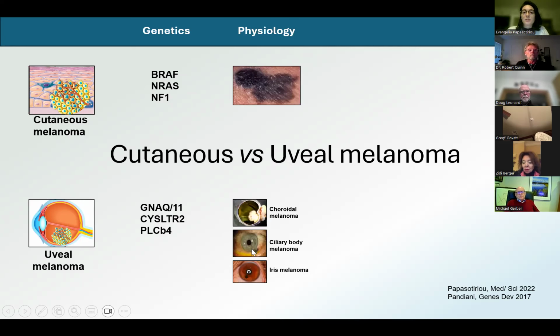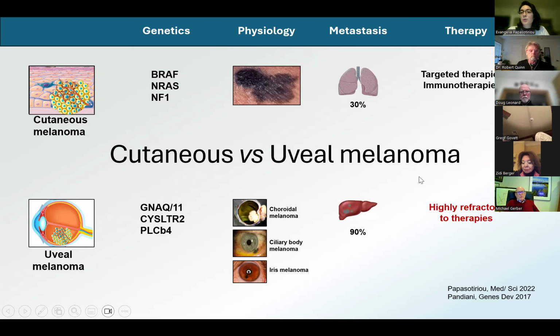They're different in terms of physiology, and I'll explain these 3 subcategories later. They're different in terms of metastases. And the most important thing is that they are different in terms of therapy. We have seen in the last few years significant improvement in patient outcomes with targeted therapies or immunotherapies. However, uveal melanoma is still highly unresponsive to all types of therapies, even the ones that have shown a benefit for cutaneous melanoma.